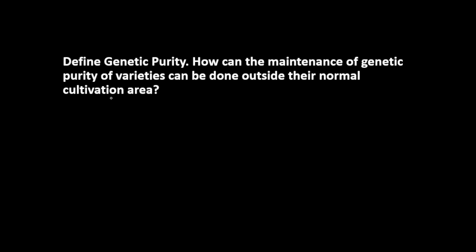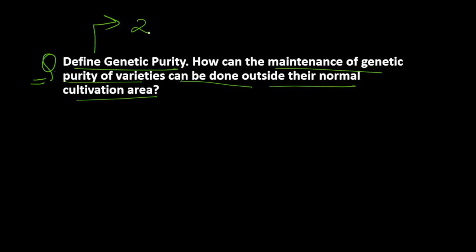So today we are going to discuss the next question of our agriculture optional answer writing practice series. And the question for today is: define genetic purity and how can the maintenance of genetic purity of varieties be done outside their normal cultivation area. So this question was asked in this year's agriculture optional paper of UPSC Civil Services examination, that is in 2025. So let's see how we can approach the answer.